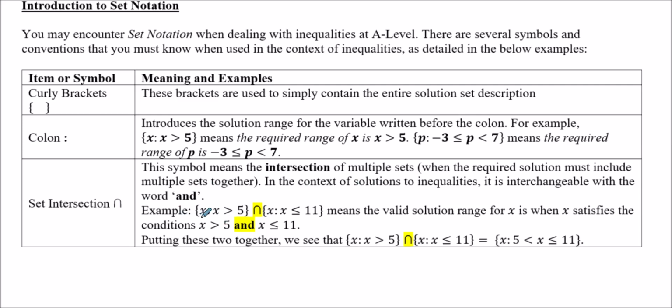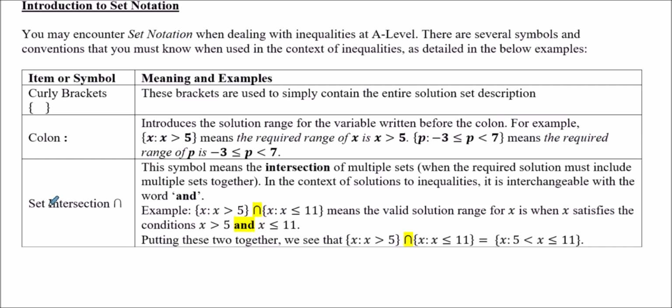To give you an example, if you had x such that x is greater than 5, and x such that x is no greater than 11, what this means is that x is greater than 5 but no greater than 11, and this can be merged into one. The solution range for x is when it satisfies both these conditions. So if you have a set intersection, this N symbol, it can always be merged into one set of curly brackets. Putting these two together, it's the same as saying x must be such that x is greater than 5, but less than or equal to 11. So this intersection means overlap. This symbol can always be removed, and the two or more sets of curly brackets can be merged into one solution set, where the solution set of a merged group satisfies what's in the overlap.